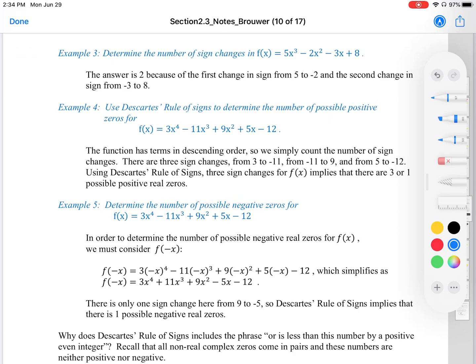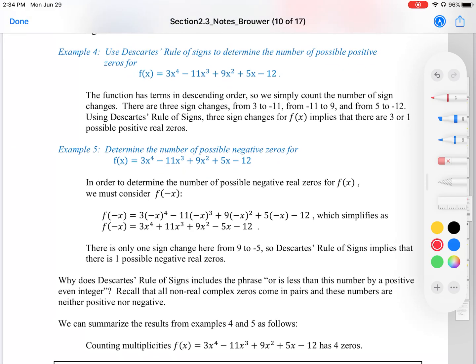Determine the number of sign changes in 5x cubed minus 2x squared minus 3x plus 8. Our answer is 2. Here we have a positive, and we change from a positive sign to a negative, and then we're fine with negatives, and then we have another sign change. So we have a change and a change. We have 2 changes: the first from 5 to -2, and the second from -3 to 8.